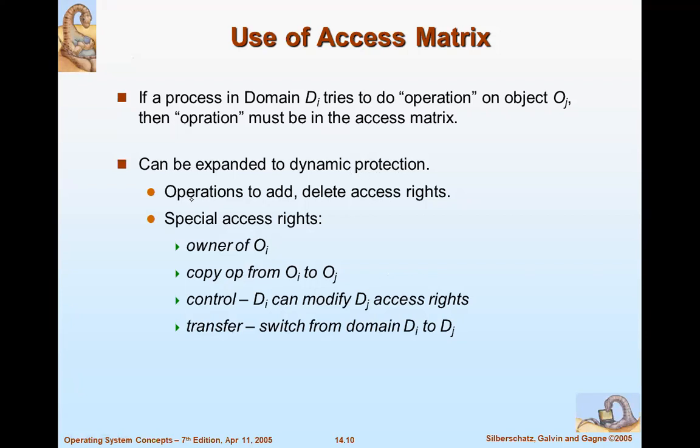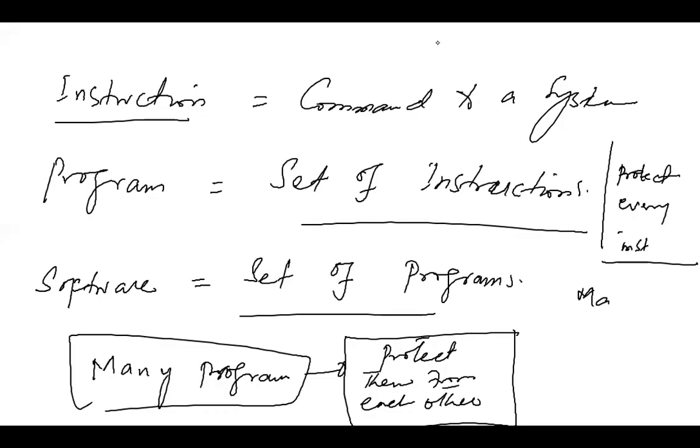Over here you can see the operation to add, delete access rights as well. So in dynamic operation, you can add any right to someone, and you can delete them for security purposes. So you have full access to this access matrix. The special access should be given to, as I told you earlier, let me explain it here on a whiteboard again.